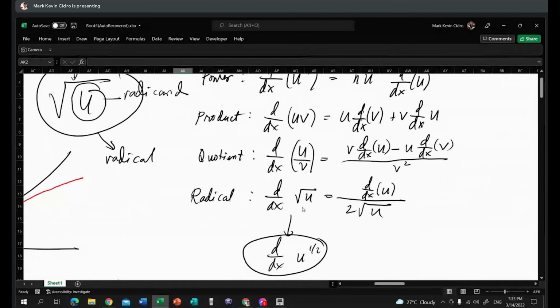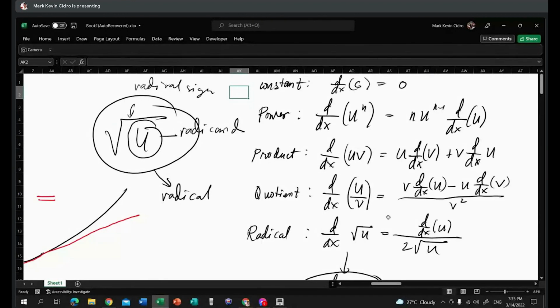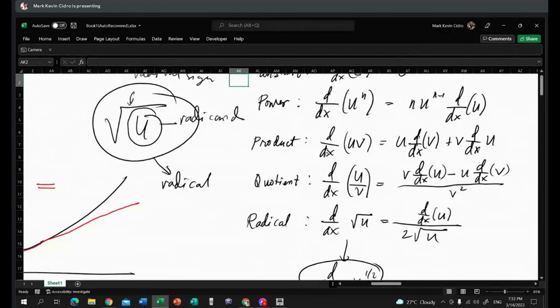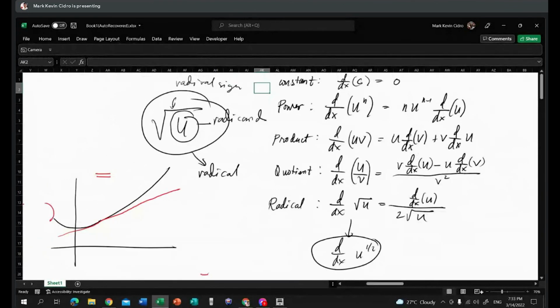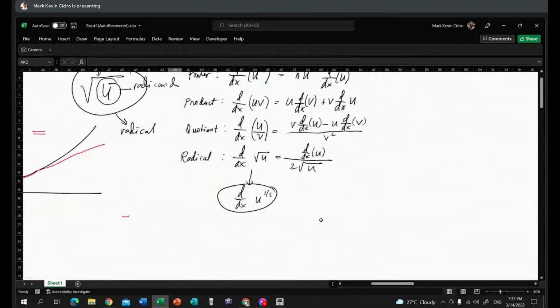You can apply the power formula here. Yes, the power formula. They are somewhat related to each other. Okay, for now, that's it. Next time, we will discuss the derivative of trigonometric functions.